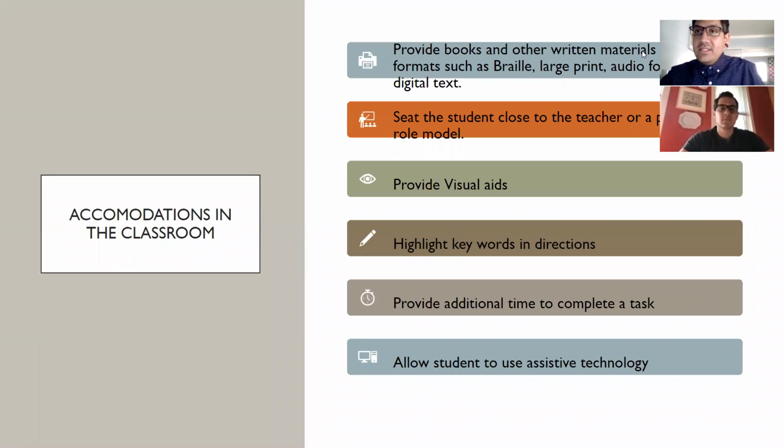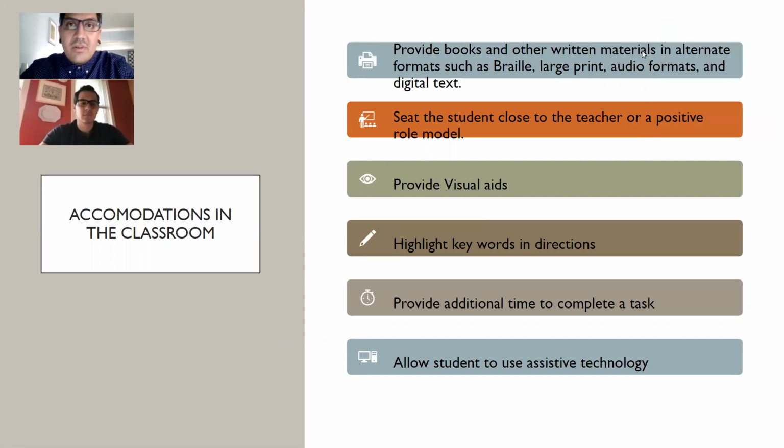So I provided some examples of what that looks like inside the classroom. An accommodation in the classroom would be providing books and other written materials in alternative formats such as Braille, large print, audio formats, and digital text. So for example, if I had an individual that was blind and I gave them a print book, that would have no use to them. So an accommodation would be to provide a book in an audio format so they could access it.